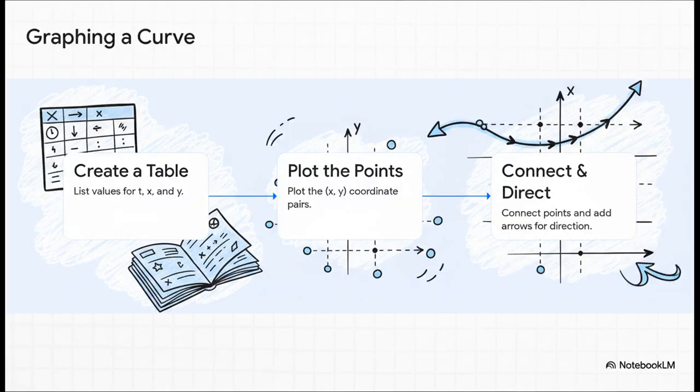So how do we actually visualize what this path looks like? Well, the best way to think about it is like you're making a little flip book. You start by making a table. At time t equals 0, where's our point? What about at t equals 1 or t equals 2? You just calculate the xy coordinates for each of those moments, plot those points, and then connect the dots. The final arrow you add just shows the direction of the story, the flow of time.